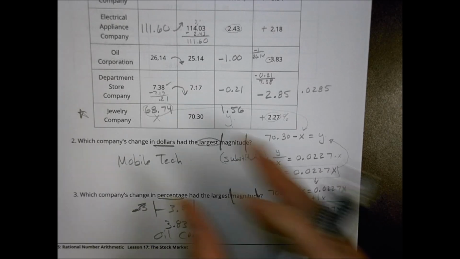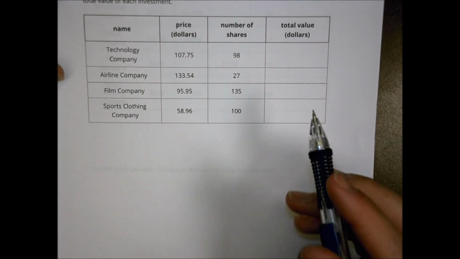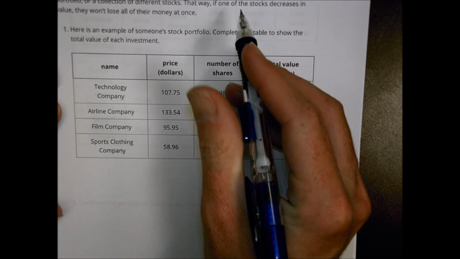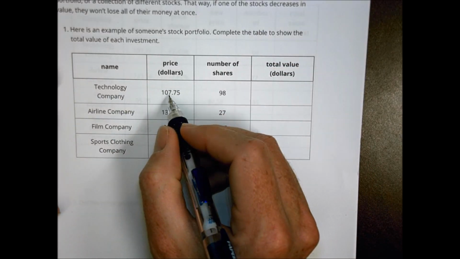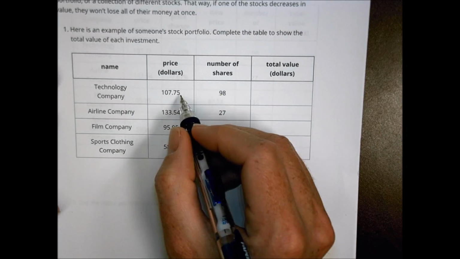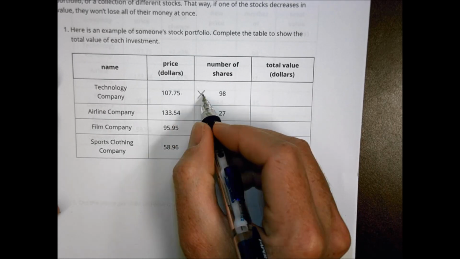All right, moving on to the next one, 17.3. What is a stock portfolio? So here we're going to look at some stock portfolios in two situations, year one and then year two is on the next page. So here we go. So technology company, the price of a stock is $107.75 and you own 98 shares of it. So your total value is found by multiplying this number times that number.